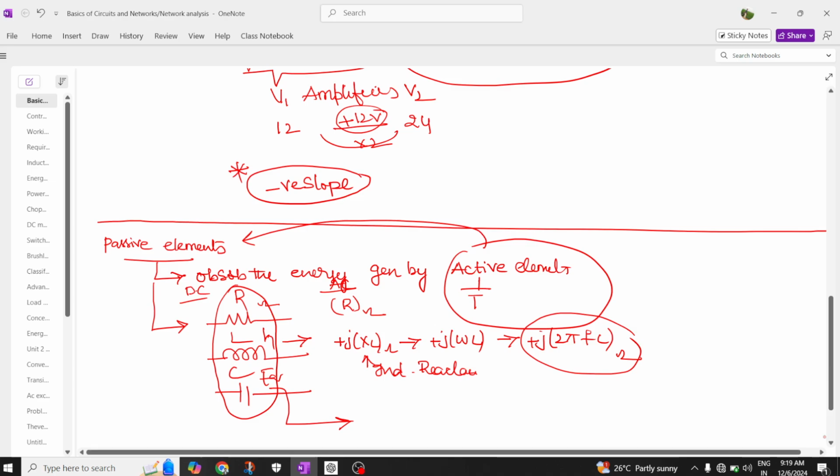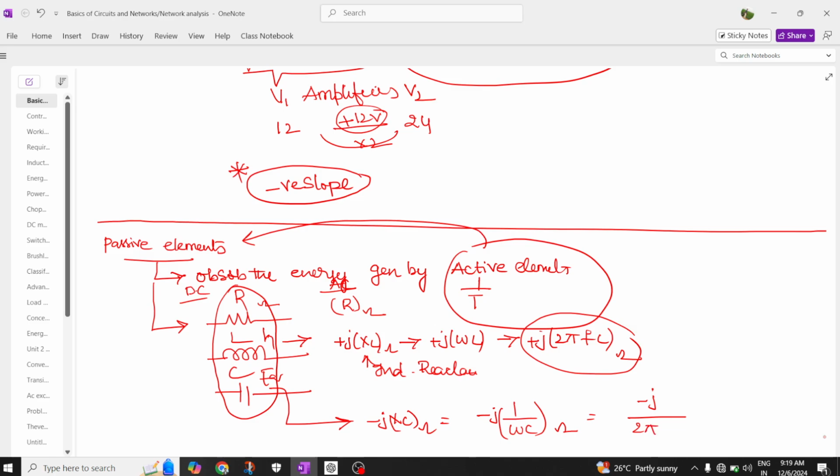Here you can write the capacitor as minus jXC ohms, where XC is 1 by ωC. The ultimate unit of this is ohms. We can write it as minus j divided by 2πfC. The ultimate unit of this is ohms. So if we express everything in ohms, things are very simplified. The inductor is acting like a resistor, the capacitor is acting like a resistor, and the analysis becomes simplified in the case of an AC network.